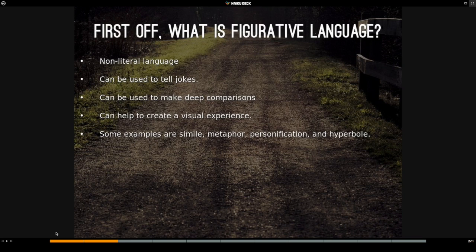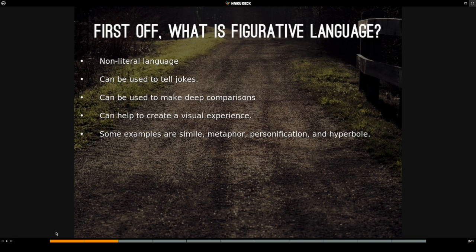First off, what is figurative language? Figurative language is non-literal language. Literal language is when you take every word in a sentence on face value, what it literally means. There's nothing beneath the surface. You say something and you are meaning every single word exactly as it's written. Figurative language is when that's not the case.